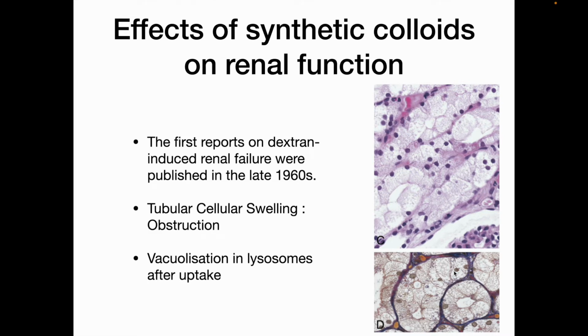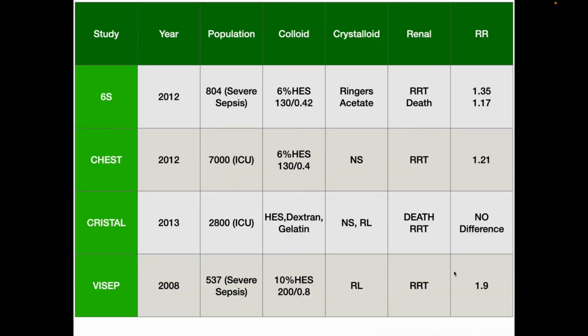These are the four major RCTs which have been published comparing HES with crystalloids. The first is in severe sepsis. The second is the CHEST trial in ICU patients, again crystalloid in all ICU patients, and so on in severe septic patients. So most of them have shown a higher risk of renal replacement therapy and death.